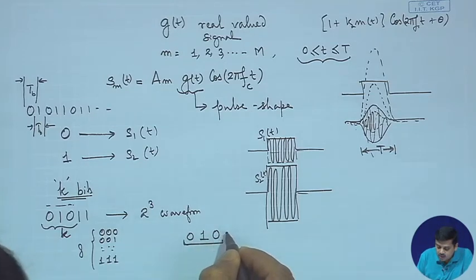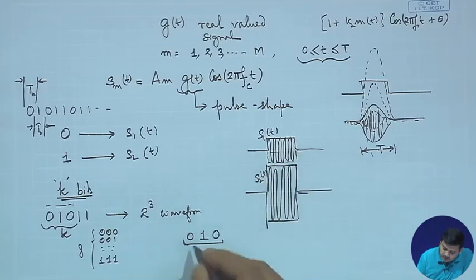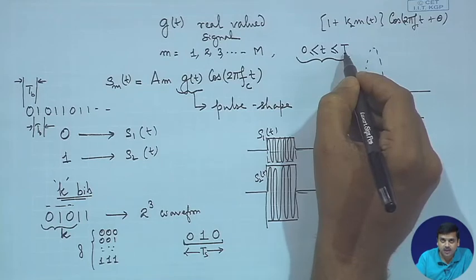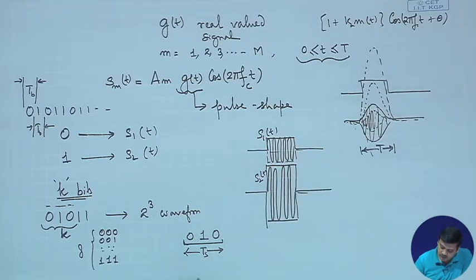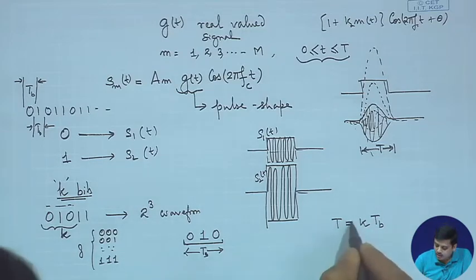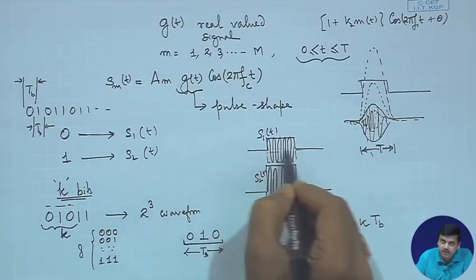What the transmitter does is send this particular waveform, whatever the waveform is, for a duration of time which is Ts, known as the symbol duration, which is the same as this T. Therefore, T or Ts, as you may call it, is equal to k times Tb, because each of these waveforms should accommodate 3 bits.